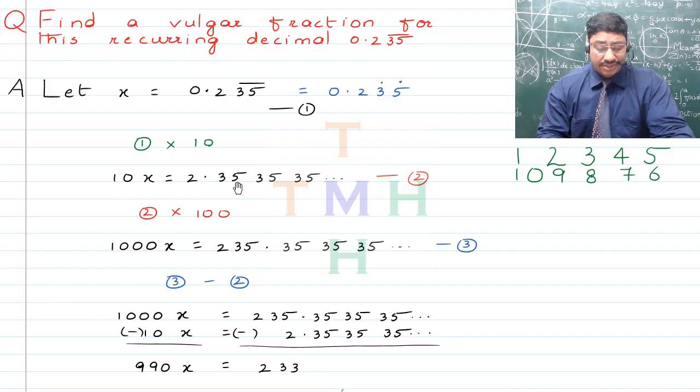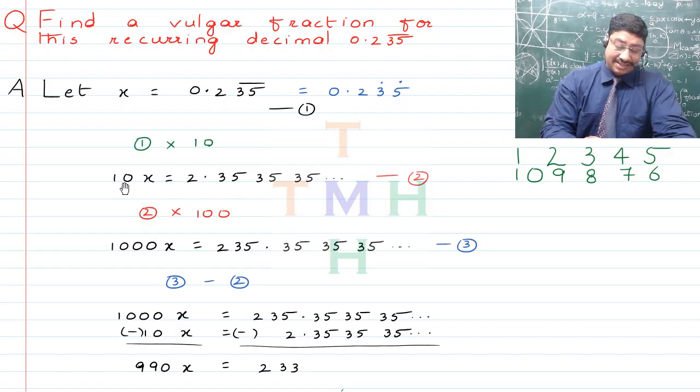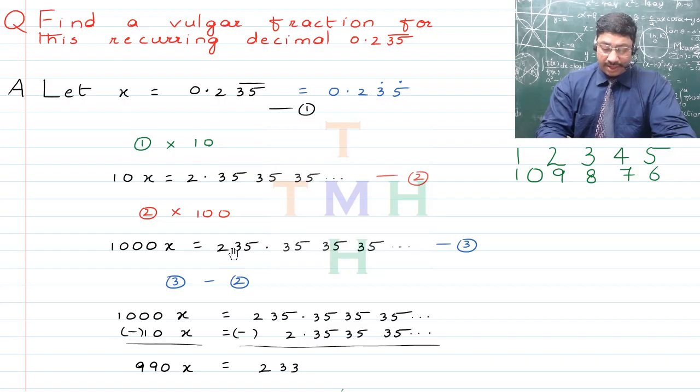So as there are two digits which are repeating here, with 10 raised to the power 2, or 100, you require to multiply the above equation, and as such it becomes 10 into 100, that is 1000x, which becomes equal to, here you will have two digits which will come over from the right hand side to the left hand side of the decimal point, and that will become 235.353535 and so on up to infinity.